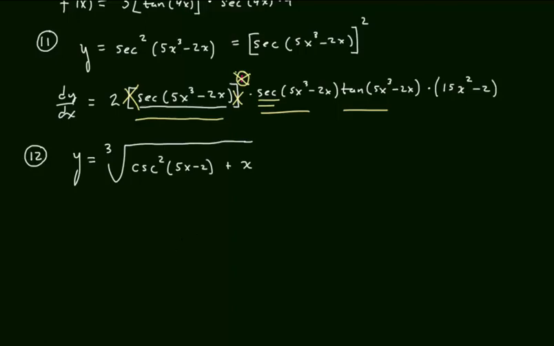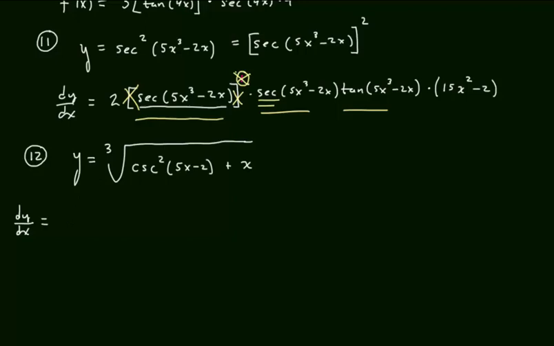Example number 12. Holy cow, this is a tricky one. It's actually kind of long too. So let's see if you can do it. In a moment, press pause and then work out the solution. We're going to find dy dx. I went way over to the left because I think this is going to take up a lot of space. Press pause now.